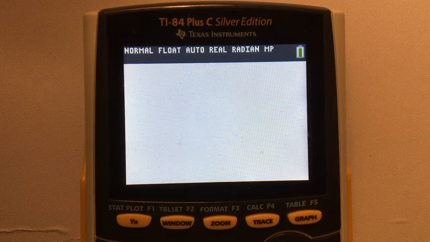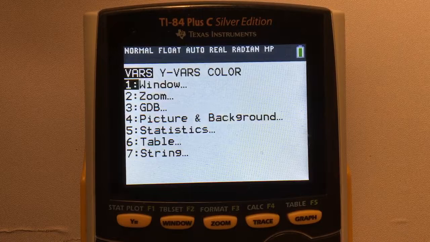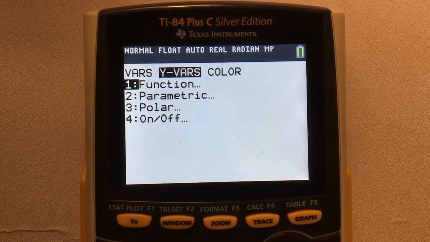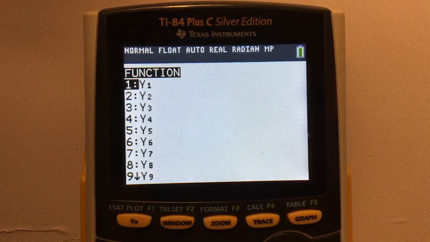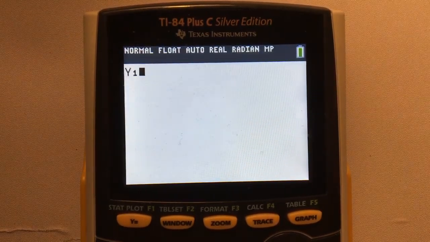To do that, if you have a TI-83 or TI-84, you can get y1 on the screen by pushing the button called vars, as in variables. We're talking about y variables, so I arrow to the right. We're talking functions, so I hit enter. And then here's my giant list of all the function types, so I hit enter. So I just pulled up y1.